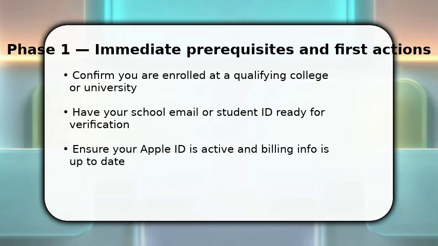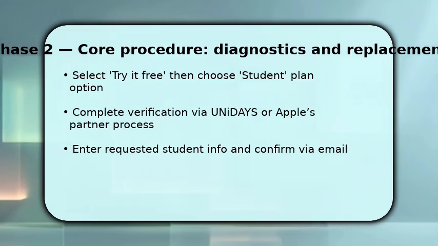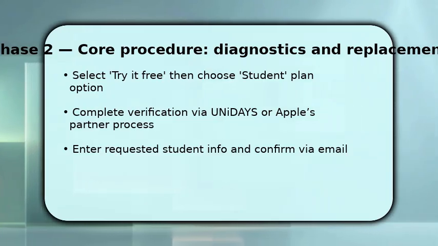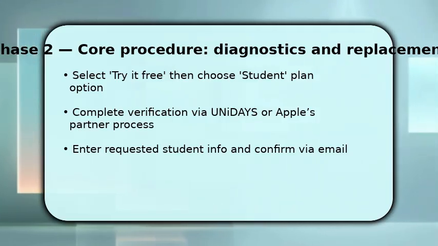You now select the student plan in Apple Music and follow the prompt. Tap Try It Free or Subscribe and pick Student. Apple redirects you to the verification partner, such as UniDays. Provide your school email, upload a photo of your student ID, or enter enrollment details. The service explains required fields.